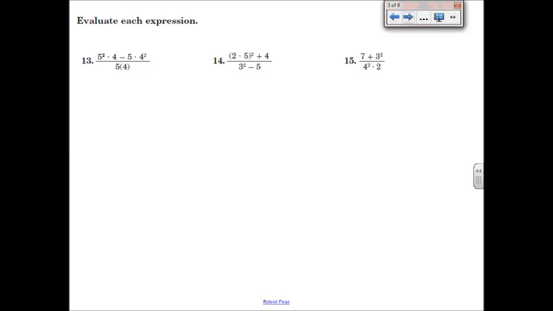When we have fractions like we do in 13 through 15, we treat it like the top is in parentheses and the bottom is in parentheses. So we treat those separately until there's only one number on top, one number on the bottom, and then we go through.